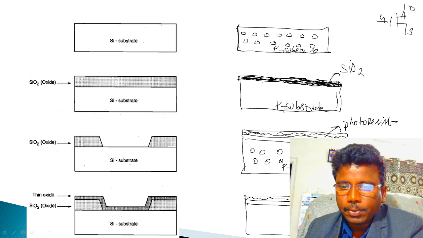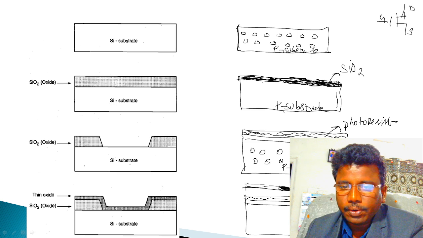After this, they pass the UV light using a mask. I am assuming this is the mask. This mask stops the UV light where diffusion is required, because here we need to design the source and drain terminals. That is the reason we are not getting an exposed surface there.